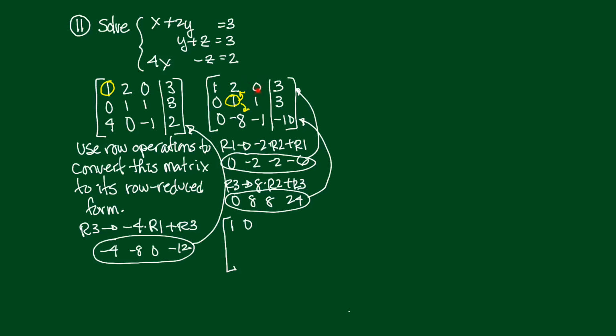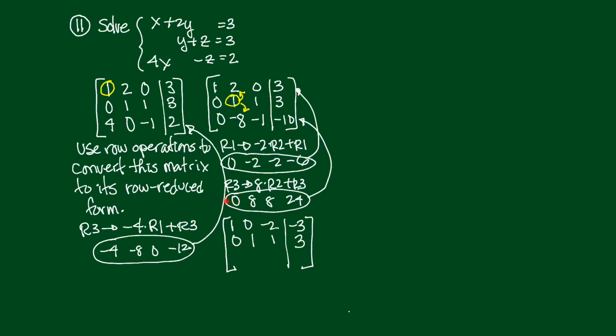Then 0 and negative 2 is negative 2. There's our line, and then 3 and negative 6 is negative 3. All right, so there's our new row 1. Row 2 stays the same: 0, 1, 1, 3. But now the new row 3 is going to be the current row 3 right here, and I'm going to add that to the circled row 3 right here.